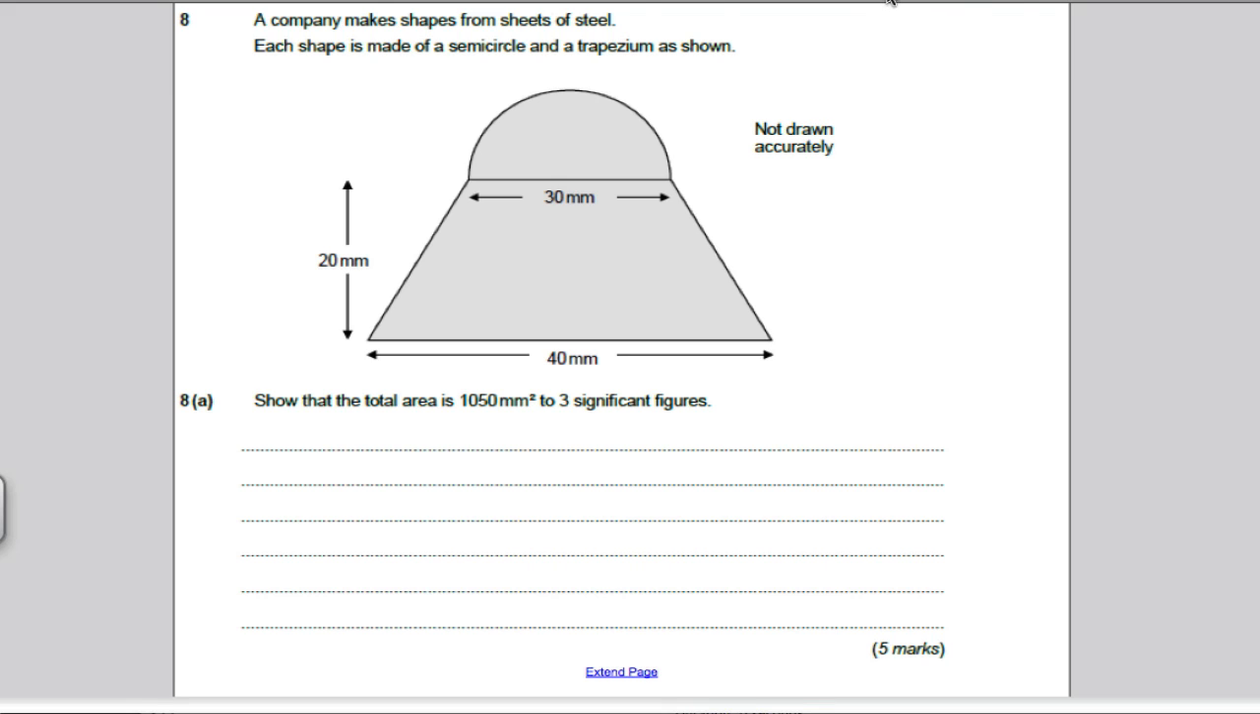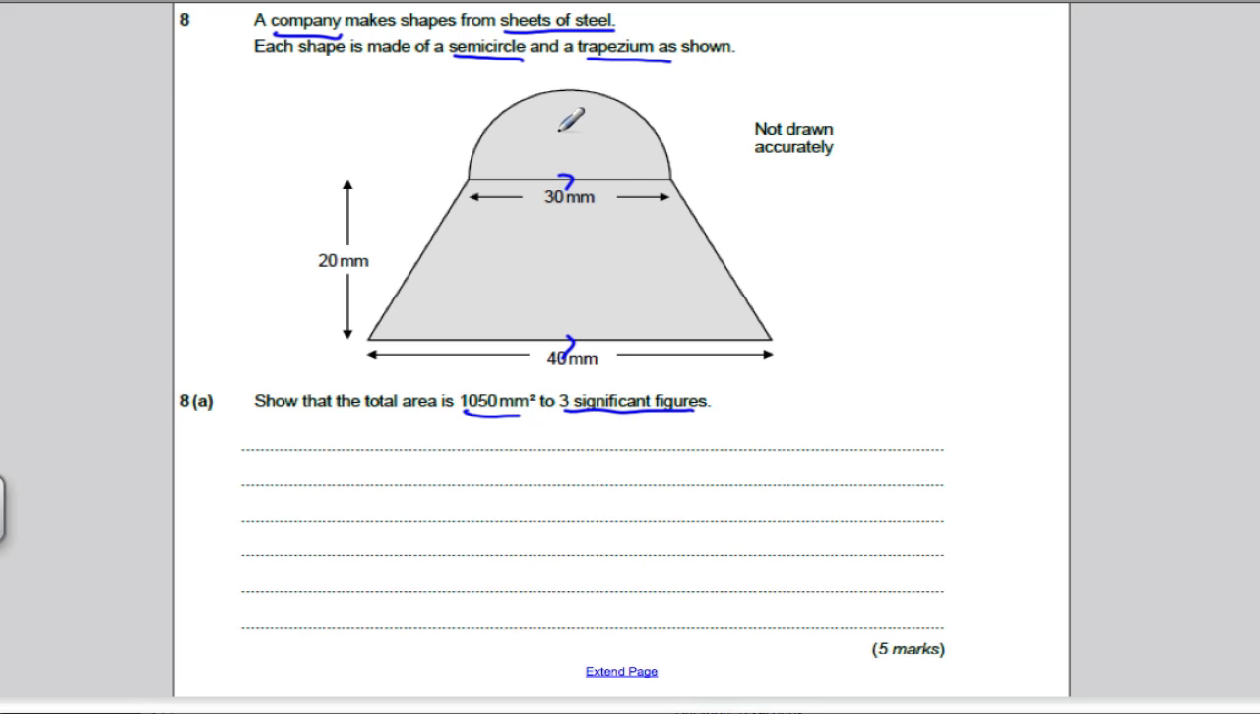Okay, let's talk through this. It says that a company makes shapes from sheets of steel, and each shape is a semicircle and a trapezium as shown. So that side and that side are the parallel sides of the trapezium, and the perpendicular height is 20 millimeters. Show that the total area of this shape is this to 3SF.